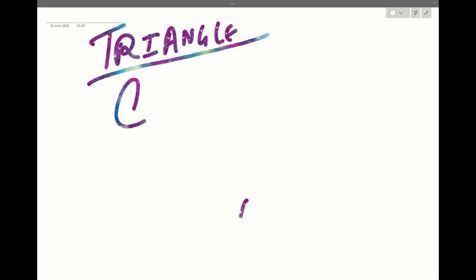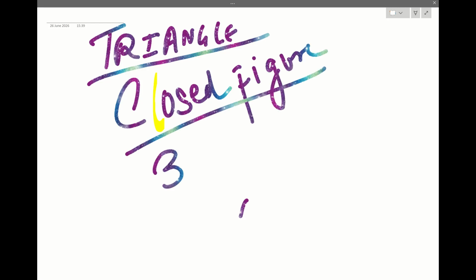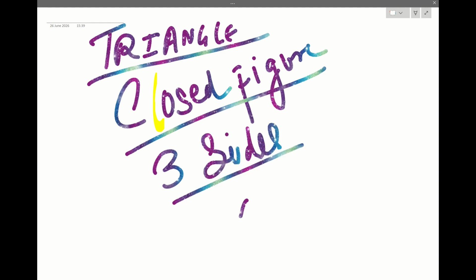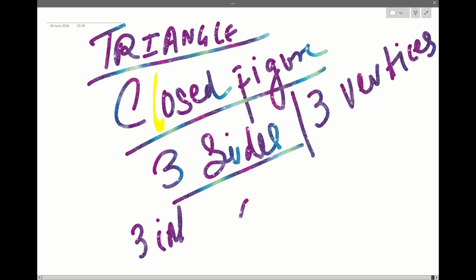So what is a triangle? A triangle is a closed figure. It has three sides, three vertices, and three internal angles.